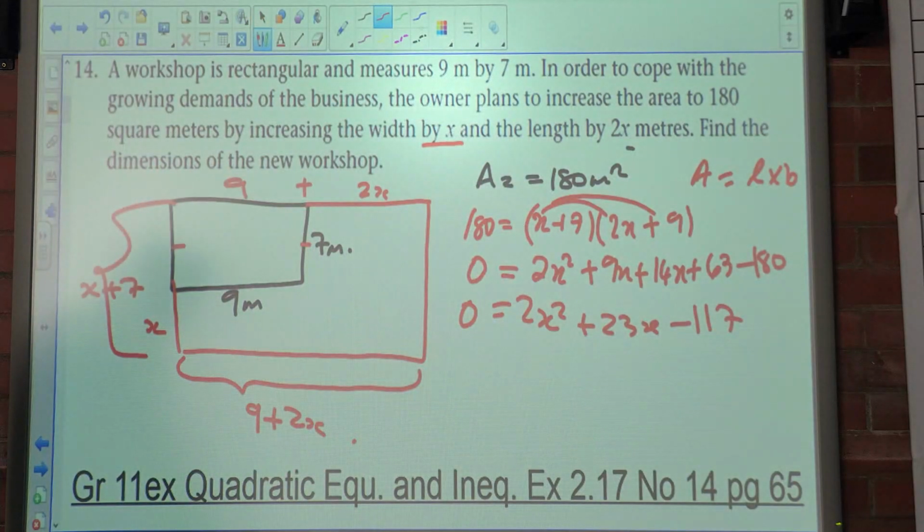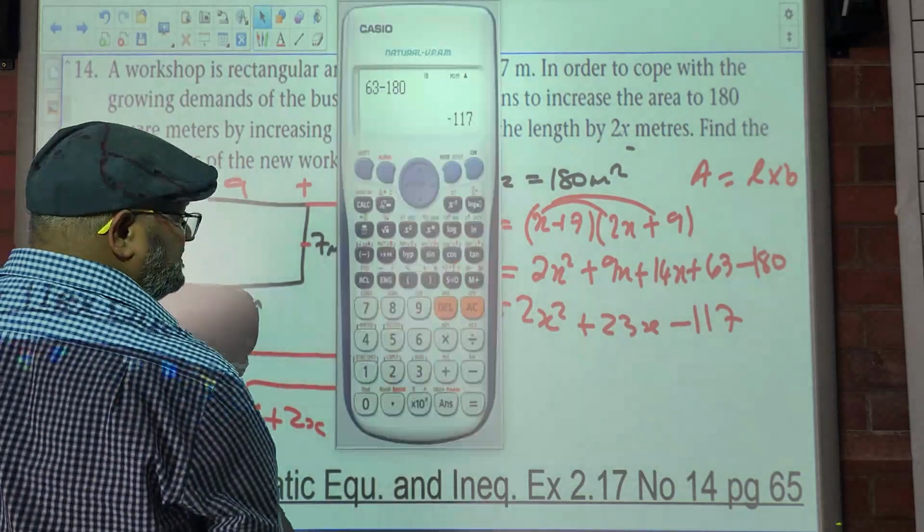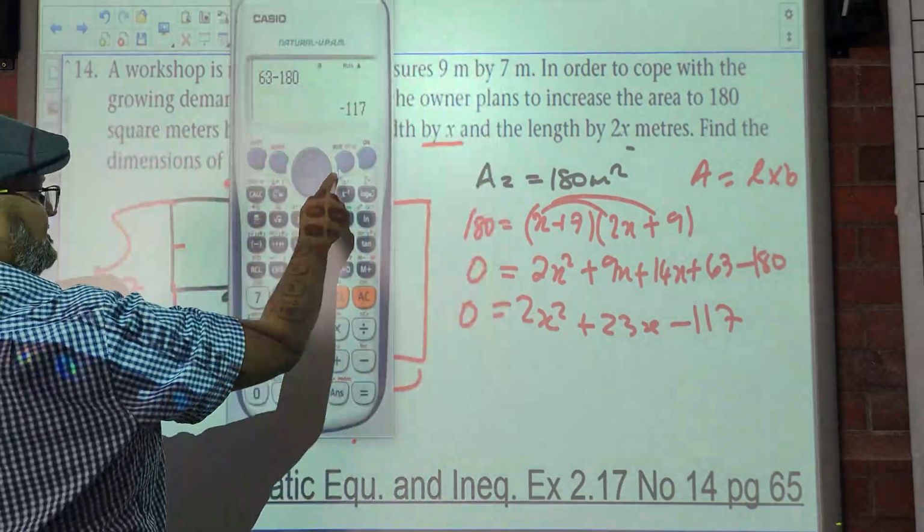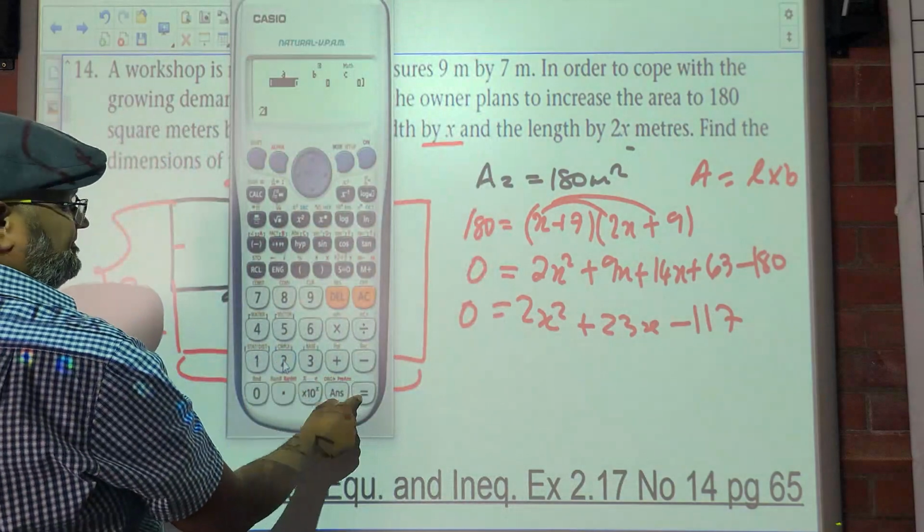Okay. So what do I do now? Solve for x, either with the quadratic formula or this calculator.